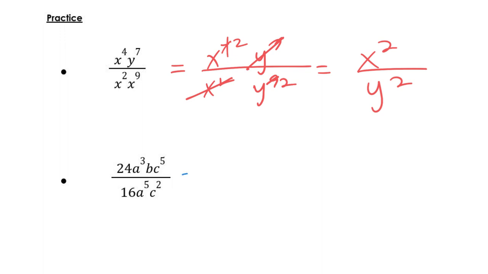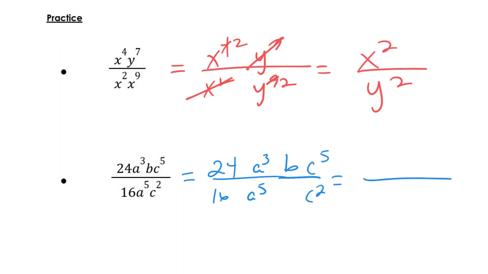For the second example, again, we're going to have 24 and 16. We're going to have a to the third and a to the fifth. We're going to have b, and well, that one doesn't have one. And we're going to have c to the fifth and c squared. So we can work through that.